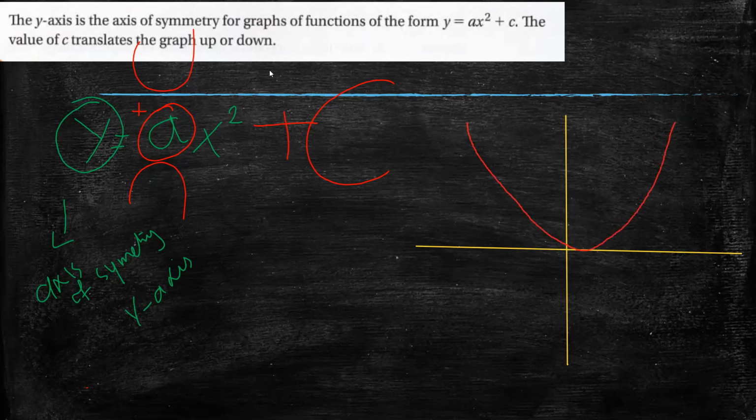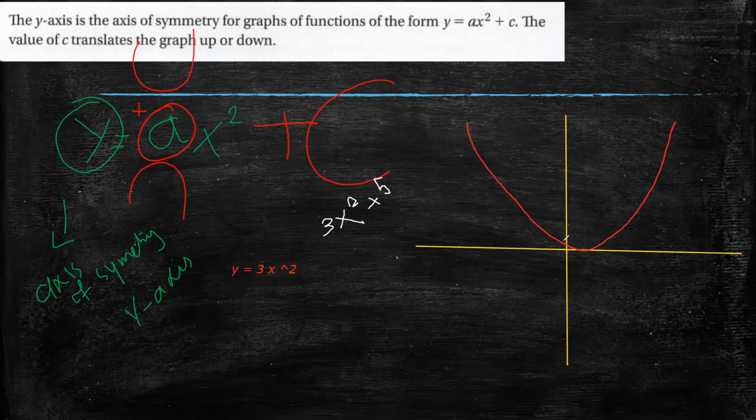Now, this is for y equals 3x to the power 2, okay? This means 3x squared. So this one, the red one here, is for 3x squared. If I told you now 3x squared, but now plus 5, what does it mean?